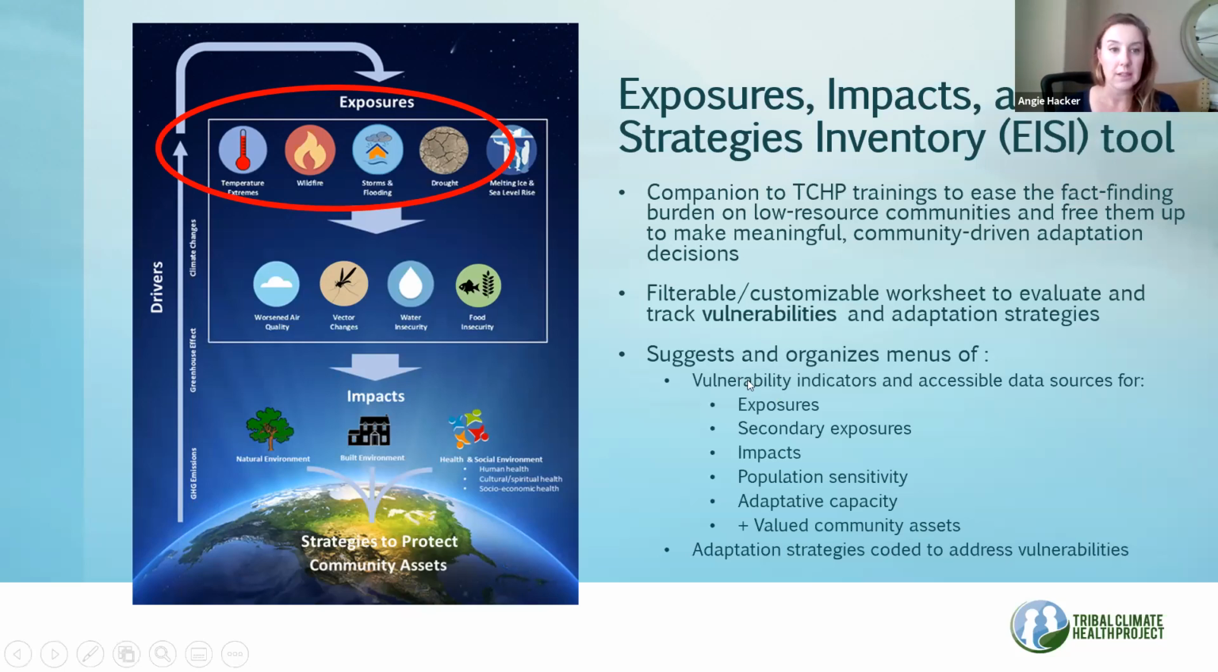And so there's a host of other secondary impacts. Those exposures have impacts on the natural environment, built environment, health and social environment. And so we have these long menus of all the ways that these exposures could possibly impact your community in those different ways. And alongside that, we have the indicator. So basically, if you're asking yourself, how do I know that heat-related illness is going to be really a problem for us? Well, we can go look. We'll show you the ways to measure it through indicators and the places to go for data. And we also have a whole list of population sensitivity and adaptive capacity indicators and data sources for you.